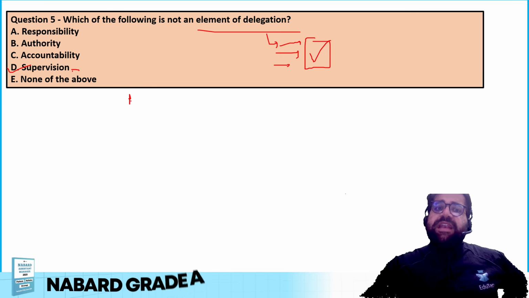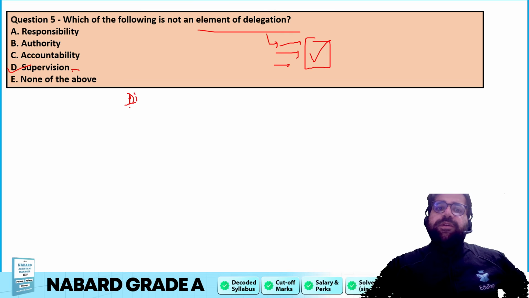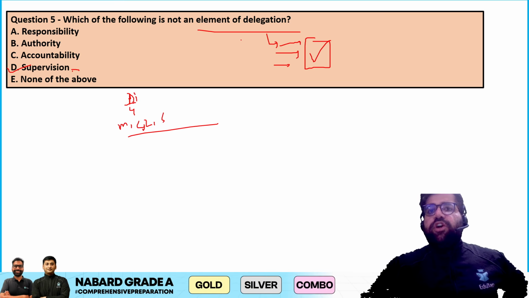Supervision is part of directing. Directing has how many components? Four, right? Motivation, communication, leadership, and supervision. So if you see which of the following is not an element, supervision. Supervision is a component of directing.